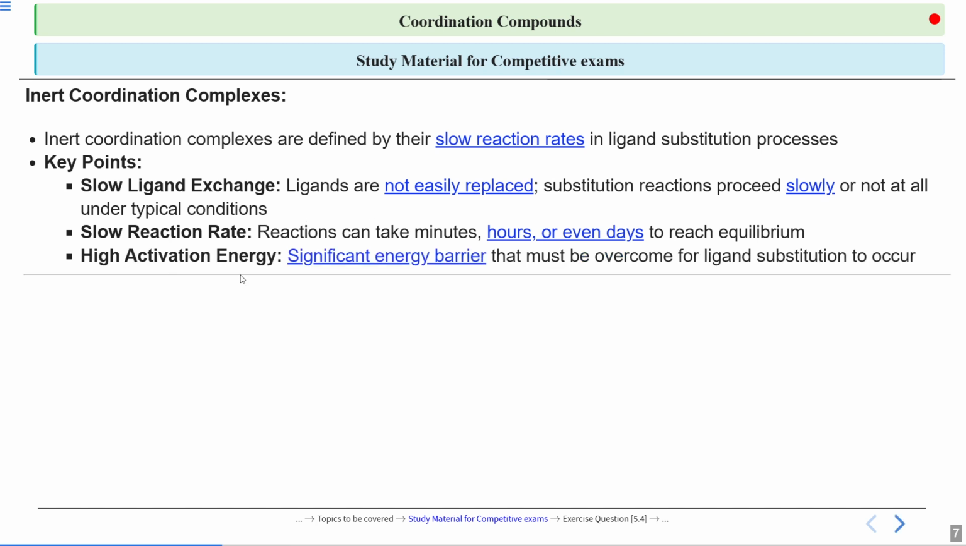High activation energy: due to the slow reaction rate, their activation energy is very high. There is a significant energy barrier that must be overcome for ligand substitution to occur in the case of inert coordination complexes.